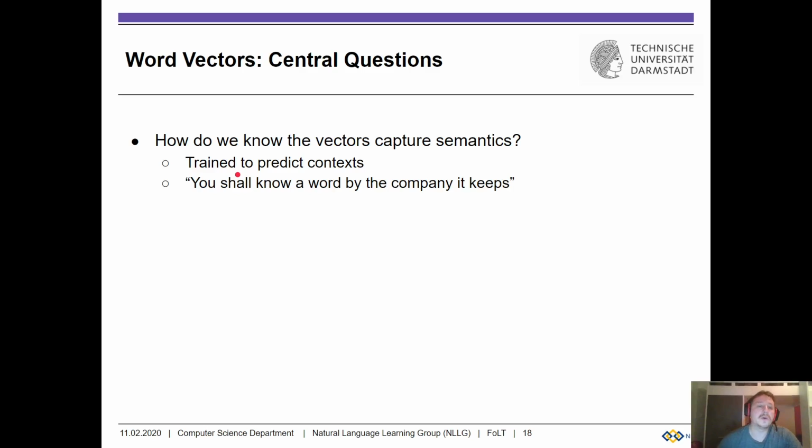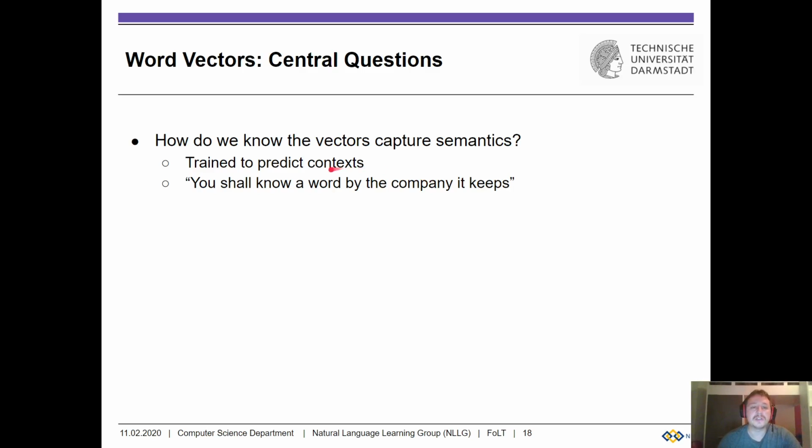But we can also know a little bit when we look at the training process of those word vectors. Those word vectors are trained in such a way that, for each word we want to induce a word vector, such that from this word vector we can predict the context of the word. And there is a famous principle in linguistics which says you shall know a word by the company it keeps. So once you know the words that are in the neighborhood of any given word, you also know the meaning of this word, right?